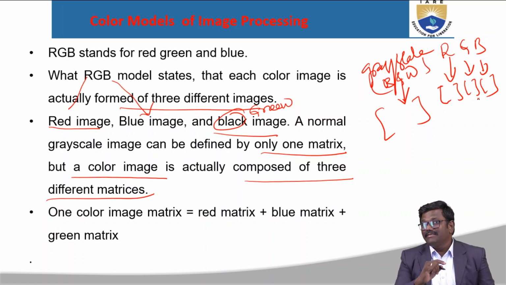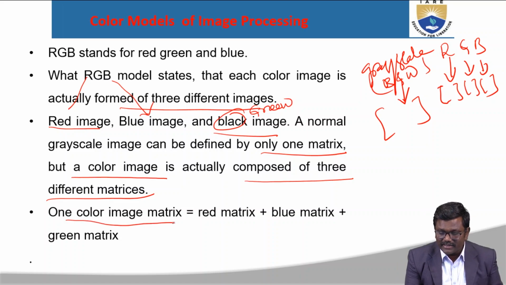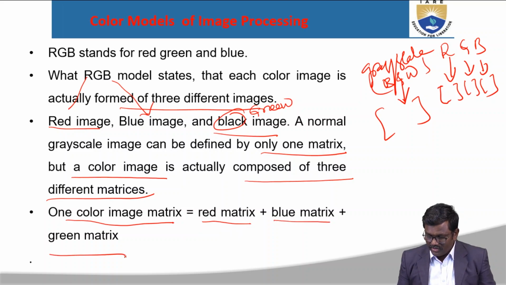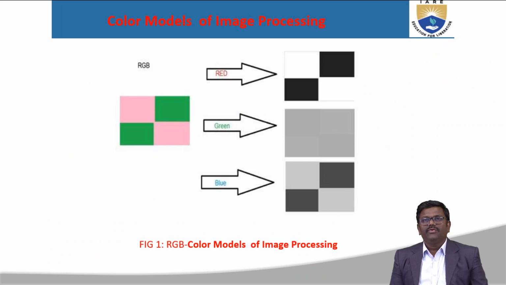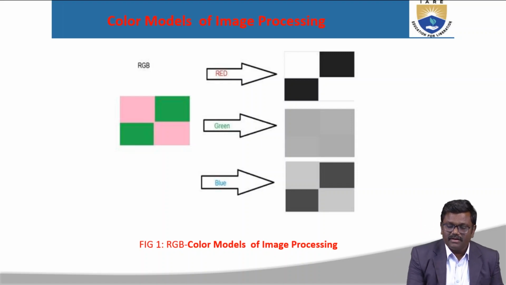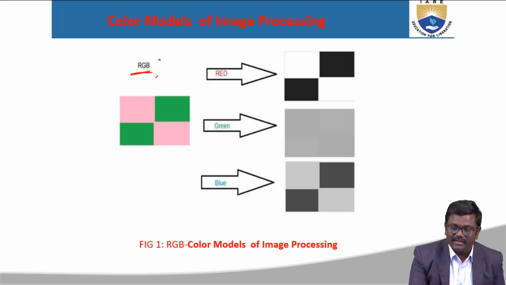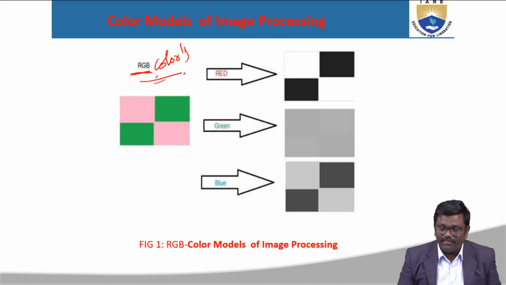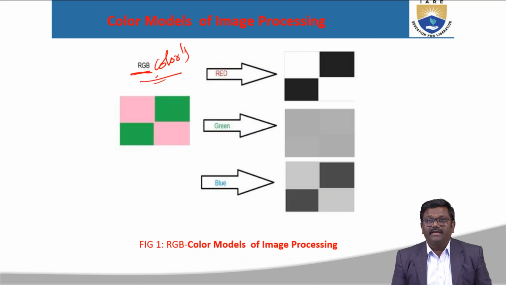In the case of a grayscale image we have only one, that is black, mixed with white. So one color image matrix is equal to the red matrix plus the blue matrix plus the green matrix. That is what we are understanding. Of course, we can segregate them or separate them, and understand them in terms of RGB colors, how these colors are formed from red, green and blue.